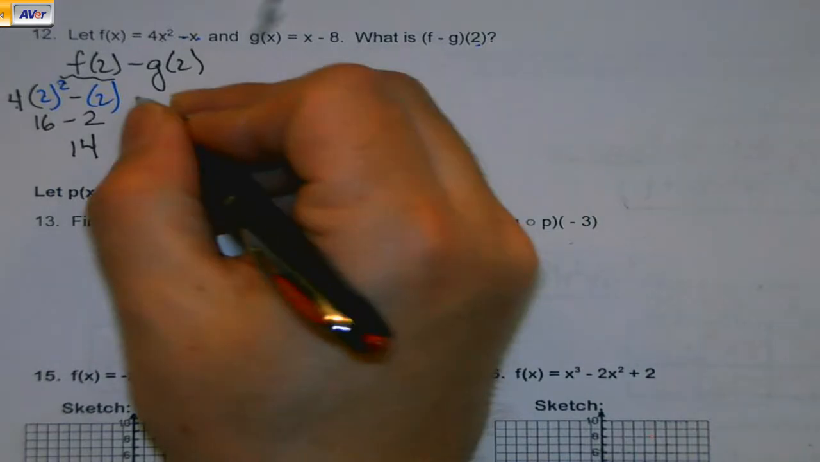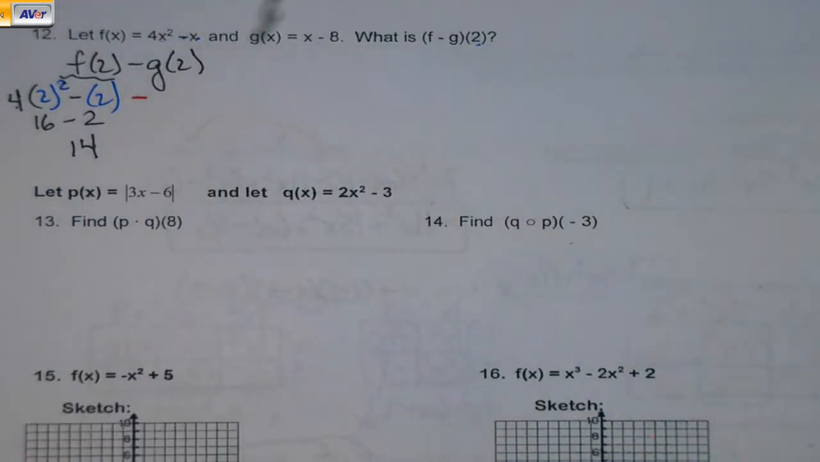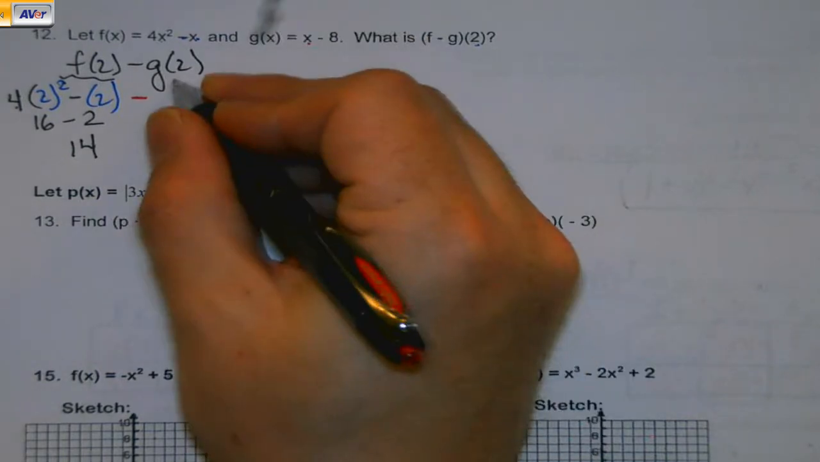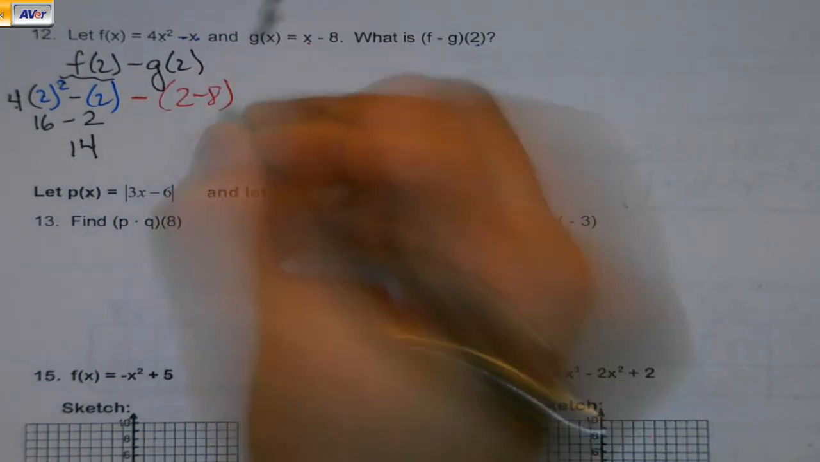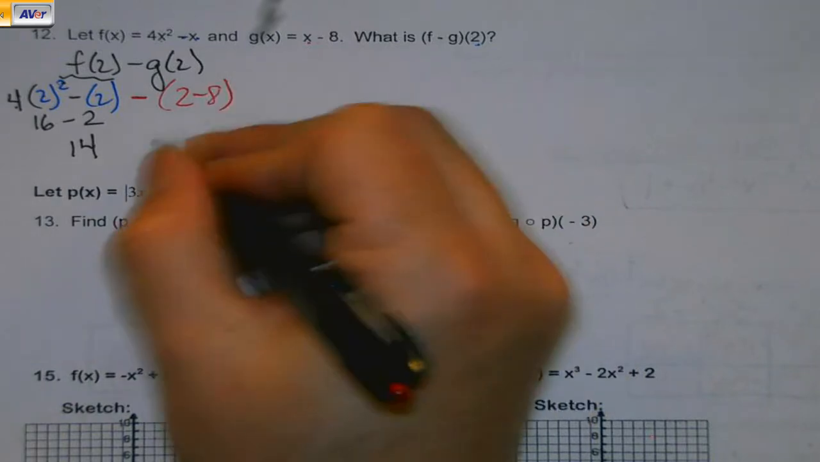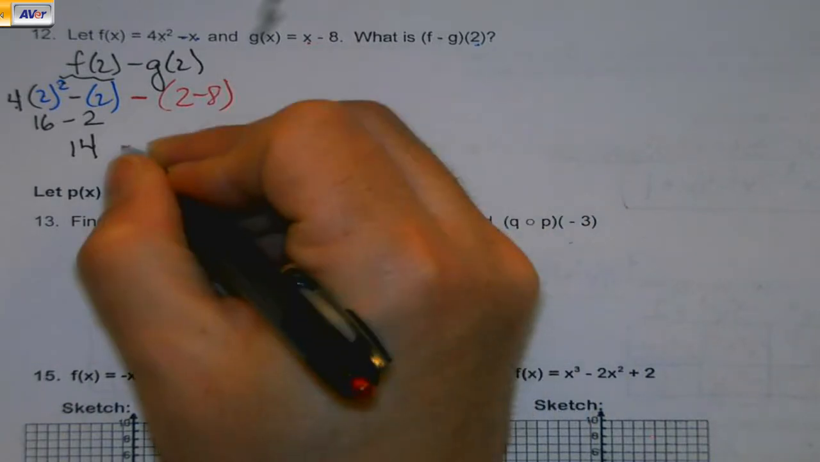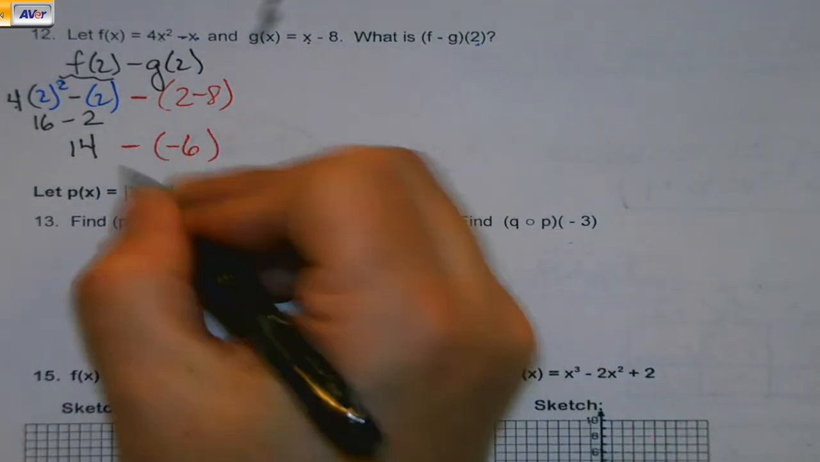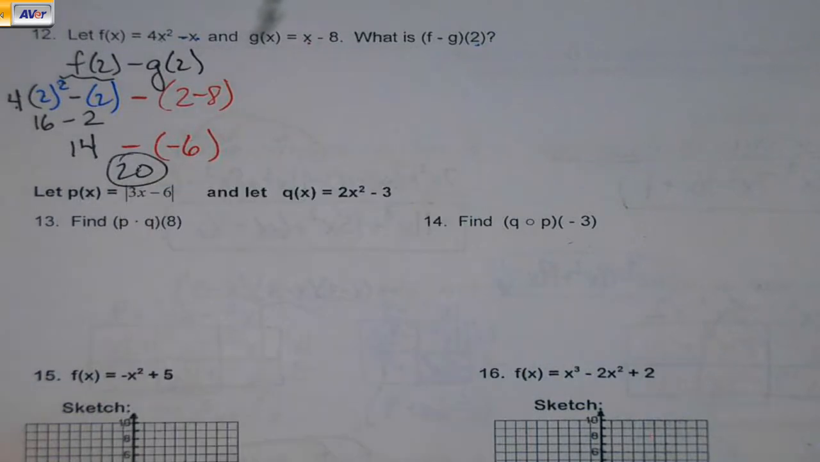But then I'm going to subtract g of 2. So I'm going to plug 2 in here. So 2 minus 8, which is negative 6. And I do 14 minus negative 6. When I minus a negative, that becomes plus. Okay? Now, if doing it that way, you're like, okay, too many numbers working, that's going to drive me nuts.